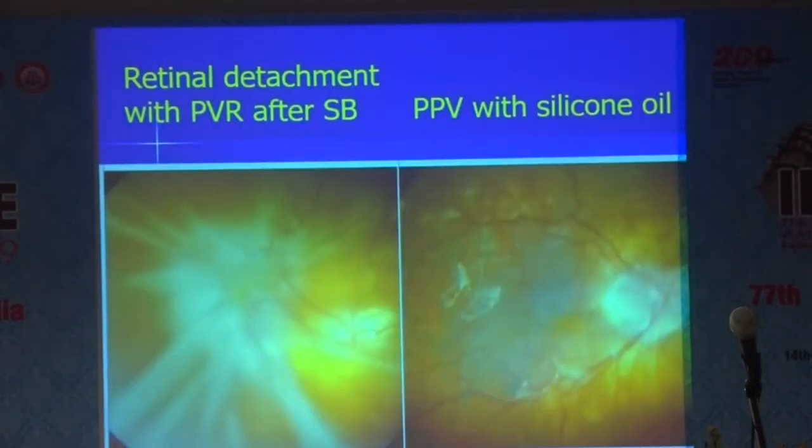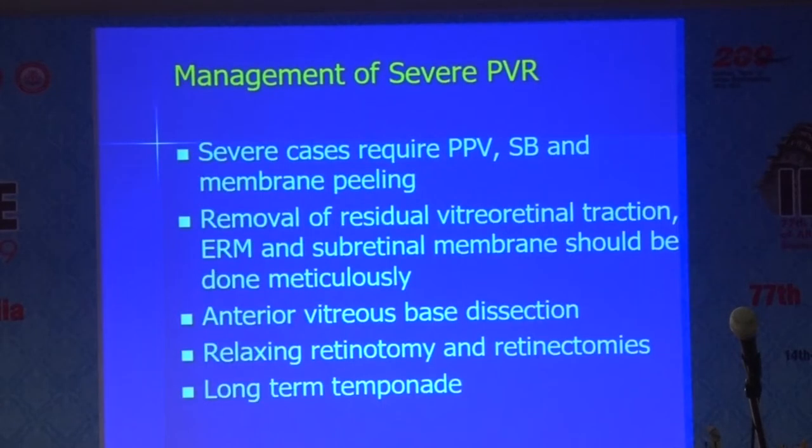You need to put in this triamcinolone and then try to remove the hyaloid with the assistance of the triamcinolone. So, one such case after vitrectomy is shown here. What about the severe PVR? That's the big challenge.